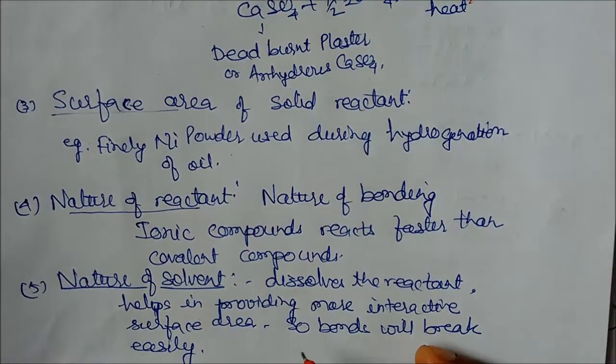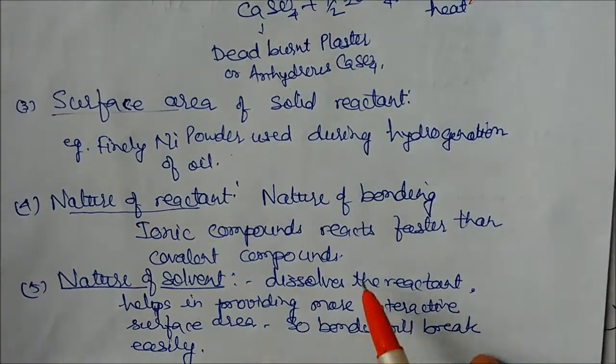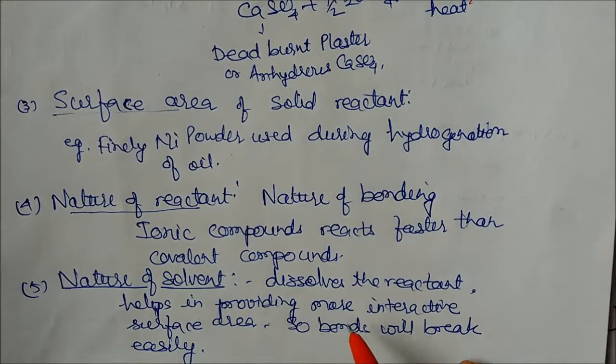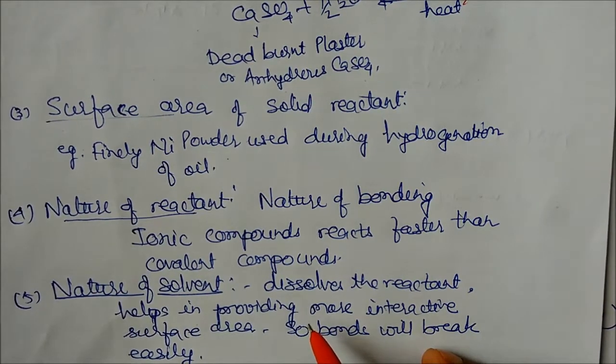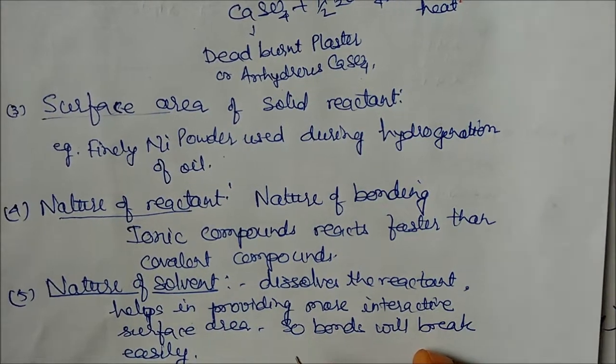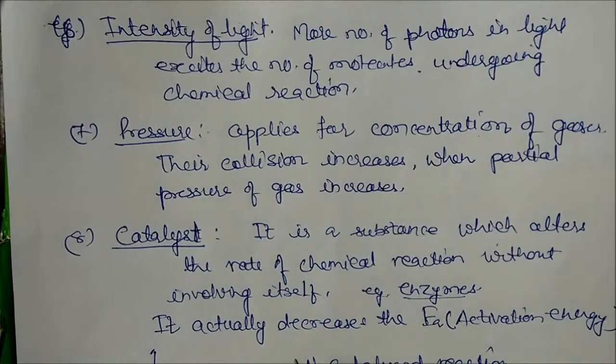Nature of solvent. Nature of solvent means the solvent dissolves the reactant. On reaction, what happens? The reactive species will get more surface area after breaking the bond. If there is more surface area, then there will be more reaction. So solvent also plays a role in the rate of chemical reaction.